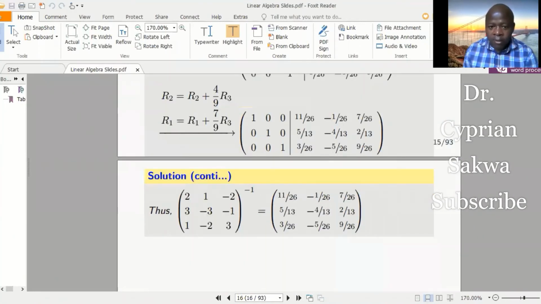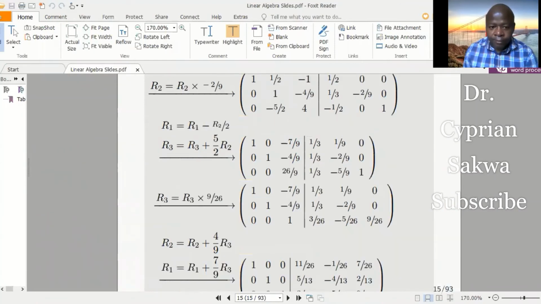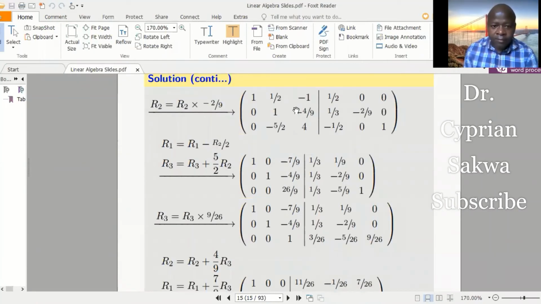So I want a 0 above it and a 0 below it. I want a 0 above. So I come here. How do I get a 0 here? For me to get a 0 here, I require that I take row 1 minus a half of row 2. That's what I wrote. And for me to get a 0 here, I require that I take row 3 plus 5 over 2 of row 2. And that's what I wrote here. So let's do those operations and see what they yield.